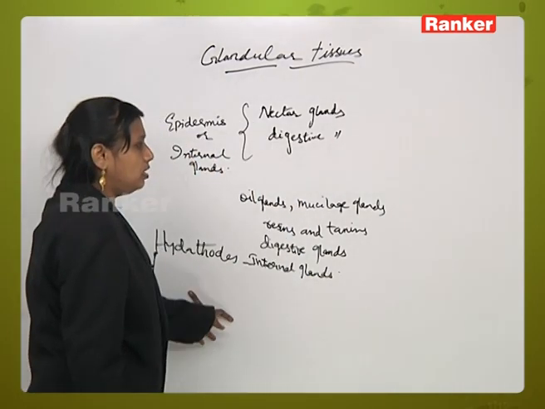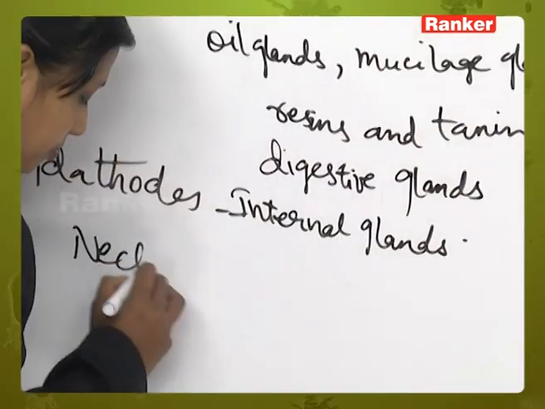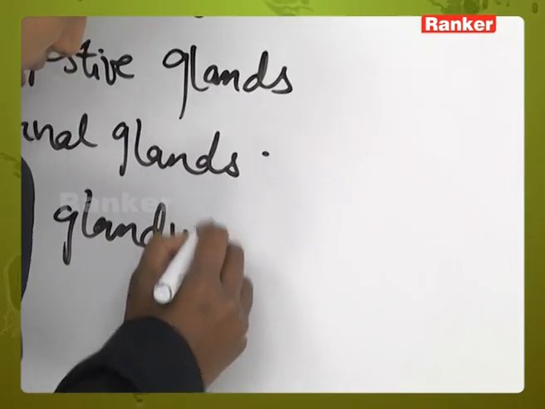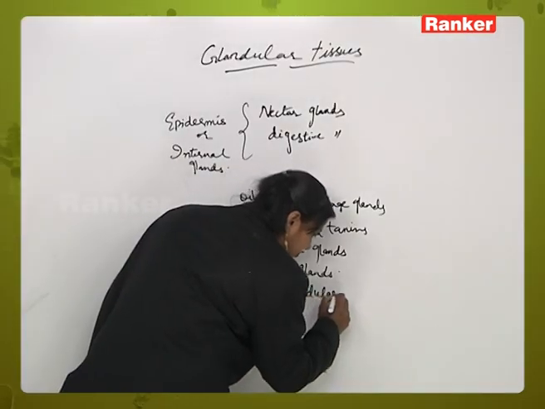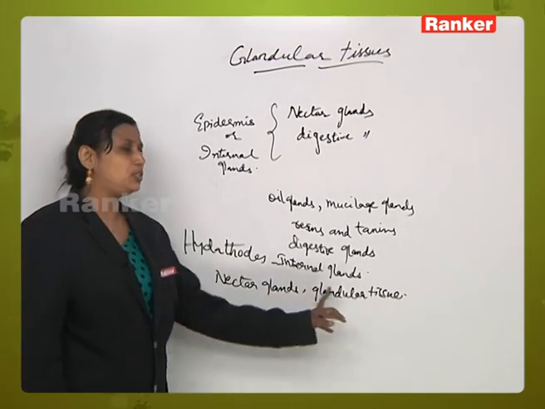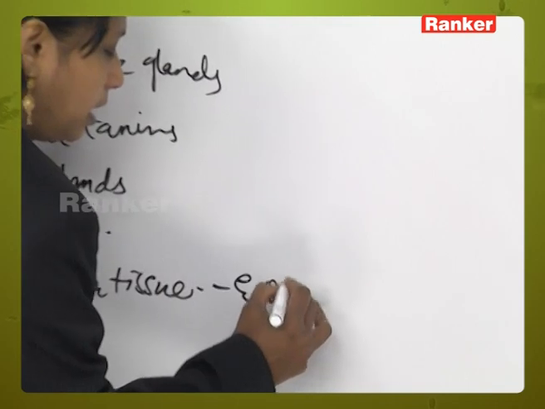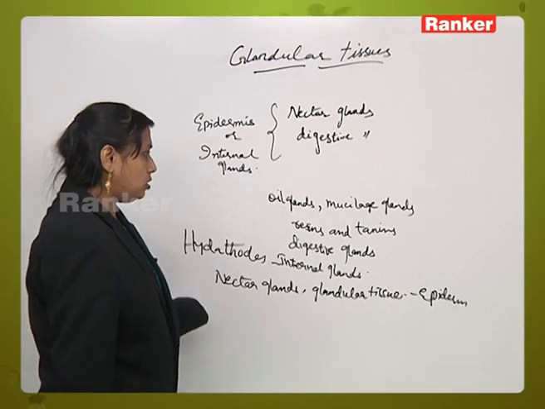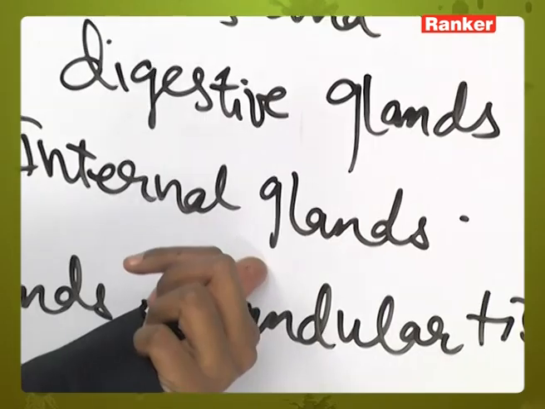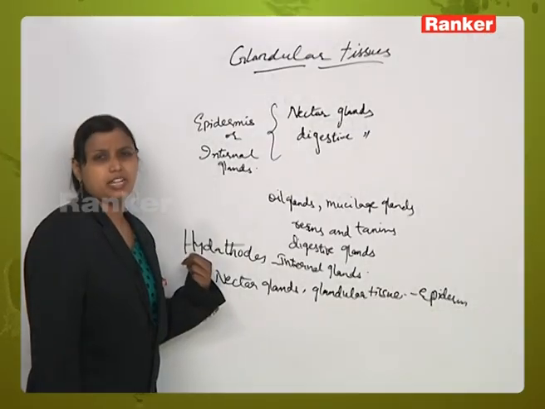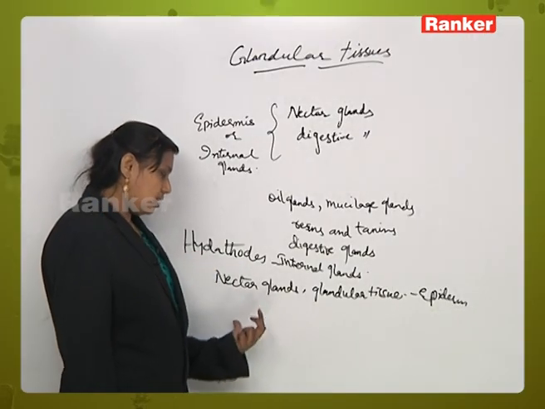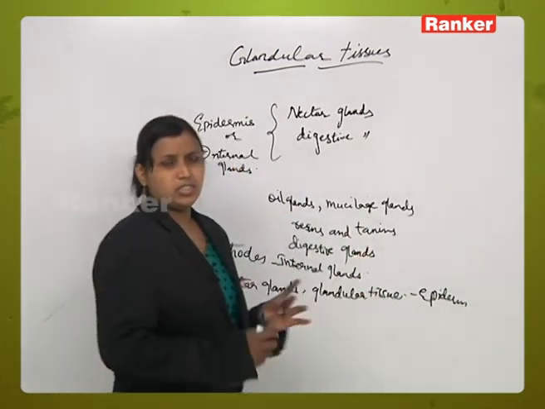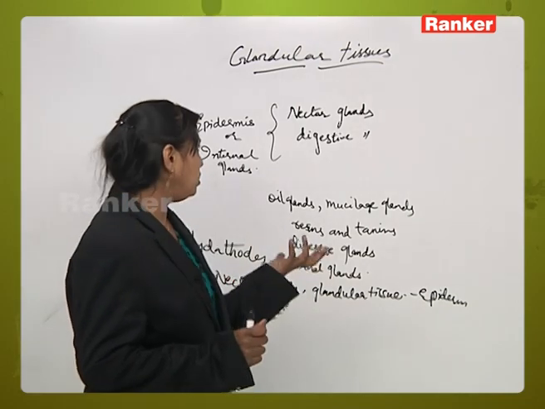Nectar glands and glandular tissues are present in the epidermis. The tissues which are present in the epidermis all come under external glands. Different types of glandular tissues, hydathodes, are included in the internal glands. These are helpful for the guttation process. So on the basis of the structure, position and functioning, there are different types of glandular tissues.